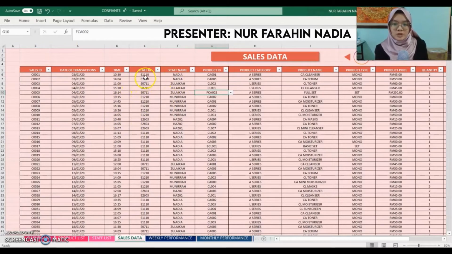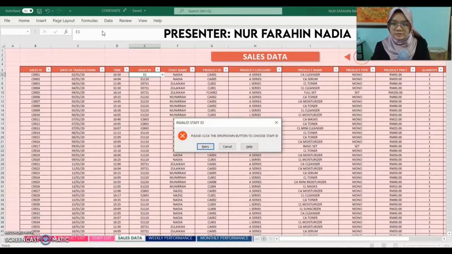For data validation, we use staff ID and product ID. We also provide a drop-down button which eases us to key in new data. And if we insert invalid data, for example, a message will pop out stating that it is an invalid staff ID. So, click the drop-down button to choose staff ID.